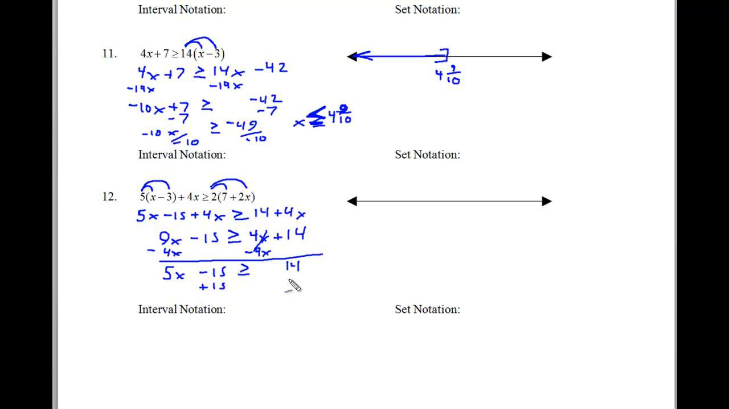Add 15 to both sides. So 5x is greater than or equal to 29. Divide both sides by 5. I'm not going to flip the symbol here. My answer is going to be x is greater than or equal to 29/5, which is the same thing as 5 4/9. Now this is going to be a bracket. All of these are brackets, but please be aware that if this was not greater than or equal to, this would be a parenthesis, like a greater than sign. So this is going to be 5 4/9.